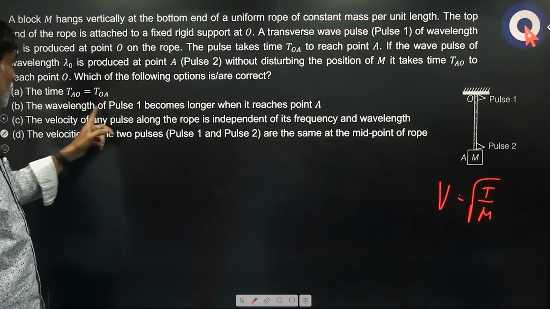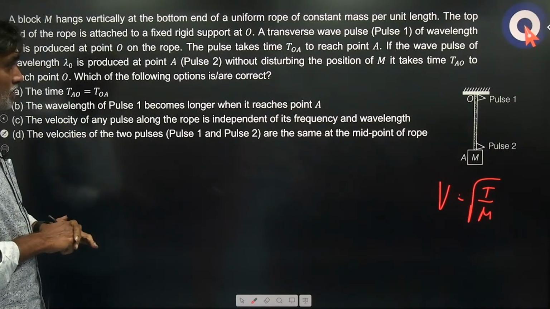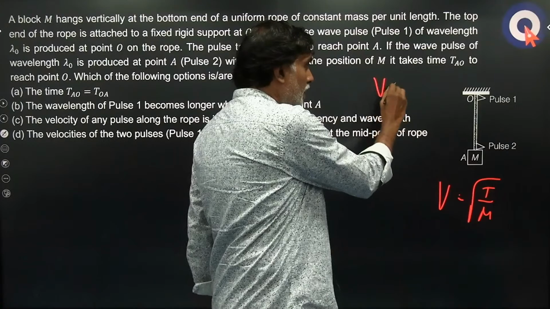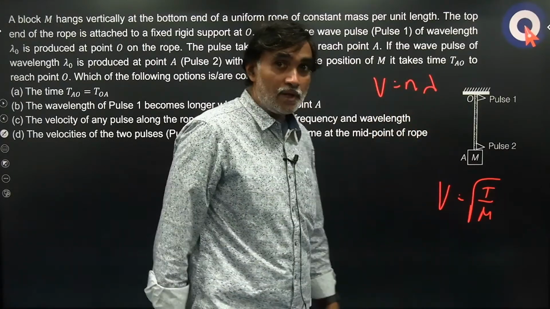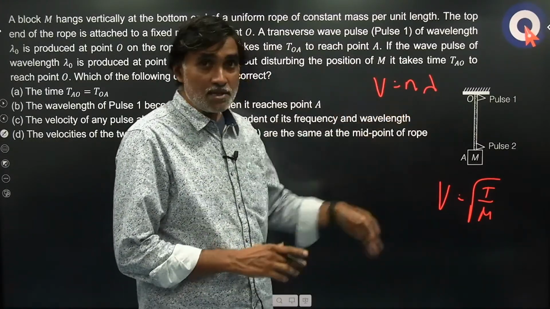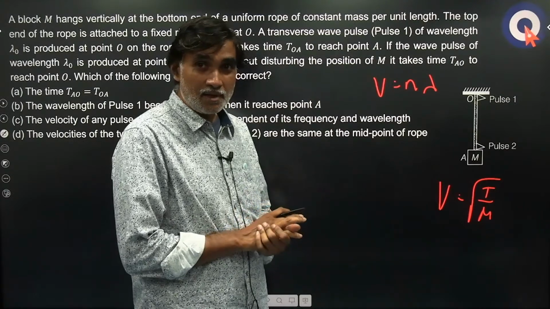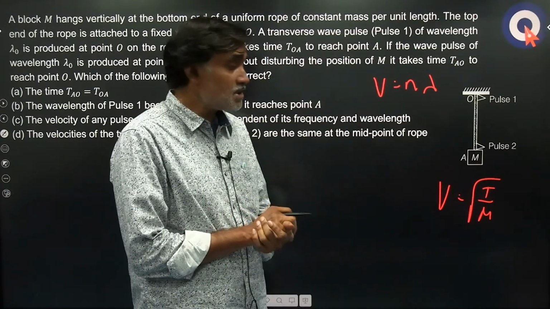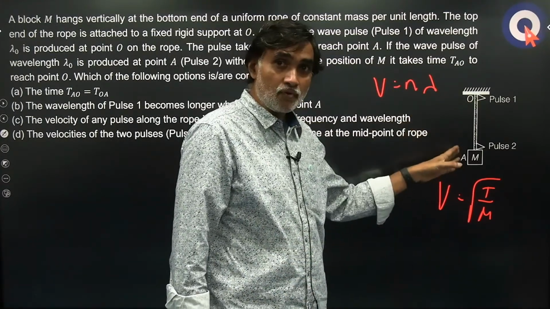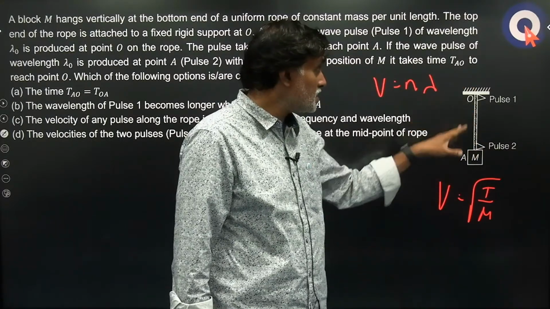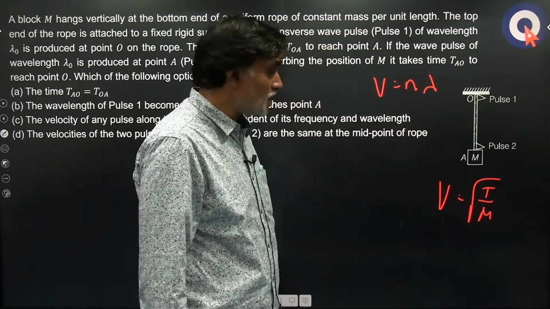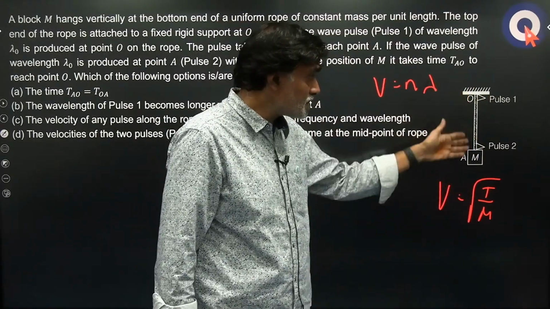Next, B: the wavelength of pulse 1 becomes longer when it reaches point A. Now what happens to wavelength? v equals n lambda. Frequency does not change as it is a progressing wave, but velocity changes, lambda changes. If velocity decreases, wavelength decreases. If velocity increases, wavelength increases. So in this case velocity is not changing, therefore wavelength also does not change. I am assuming this mass is very small when compared to this, okay. So velocity and wavelength do not change. But what happens if this mass is comparable to this also, we will see.